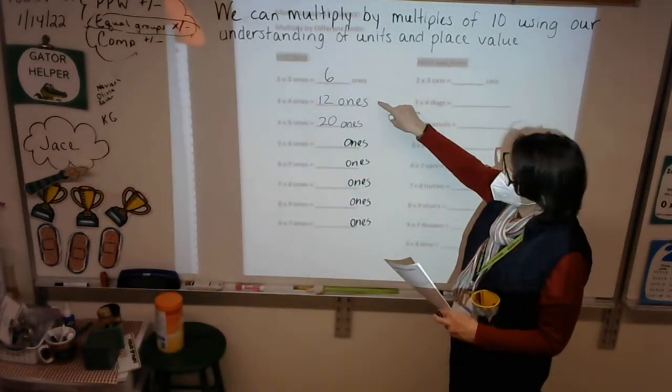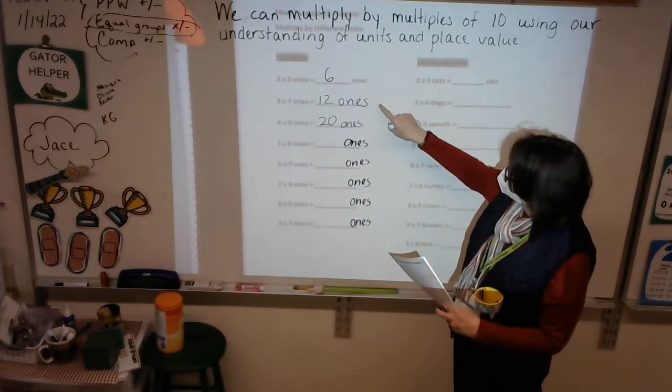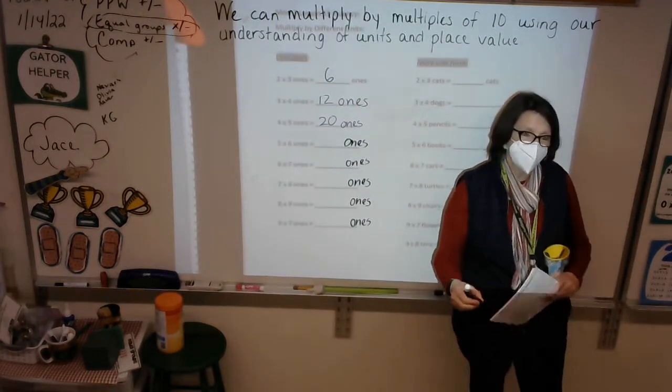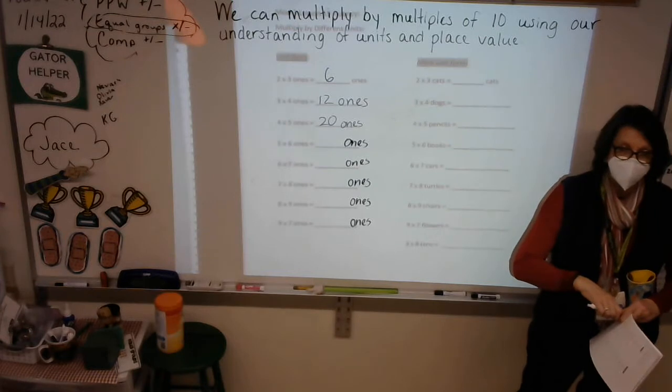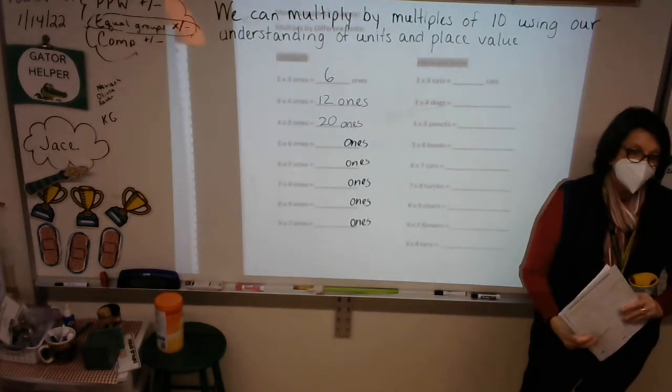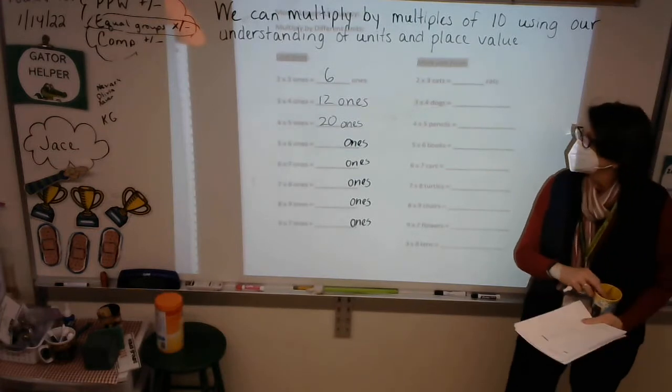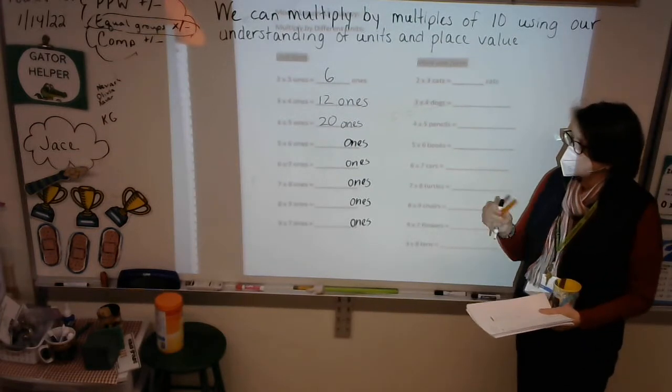Don't forget to write ones. You want to write ones after each one. If you don't write the ones, boys and girls, you're missing the whole concept of what we're doing. We're telling what we're multiplying by. Here we're just multiplying by ones. Okay? All right, 5 times 6 ones.